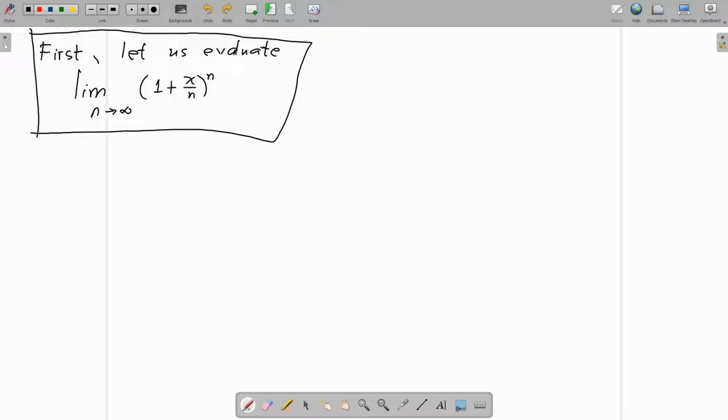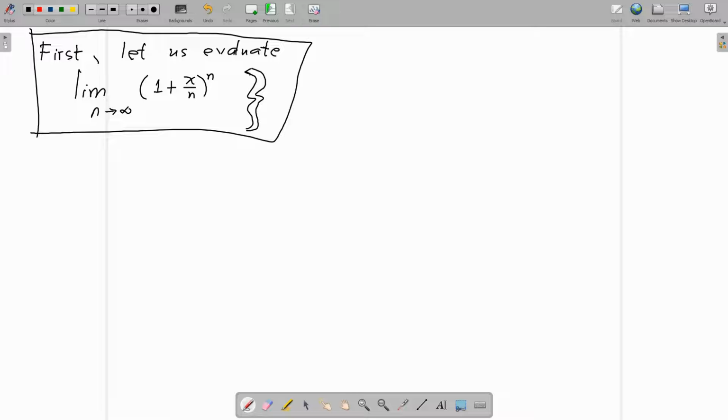Now, first, in order for us to prove the theorem, let us evaluate this limit. Let us go back to calculus, and we can try using L'Hopital's rule to evaluate this limit. You can evaluate this using elementary concepts such as binomial expansion, or even the squeeze theorem, but I am going to use L'Hopital's rule.